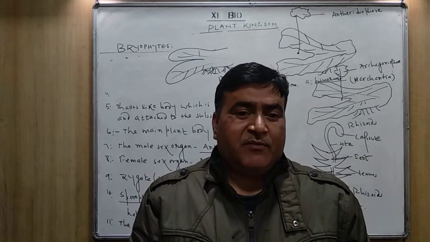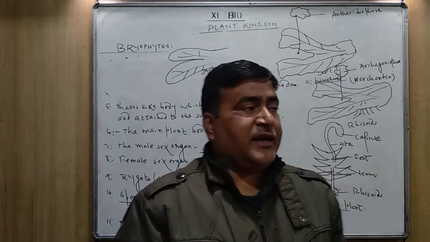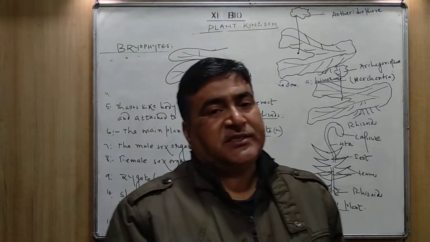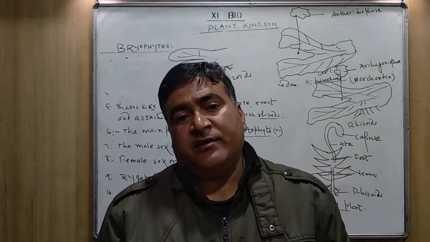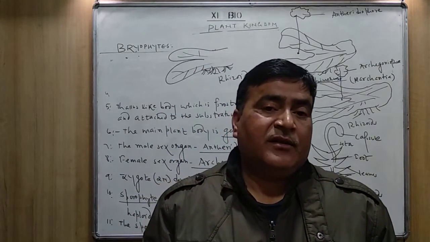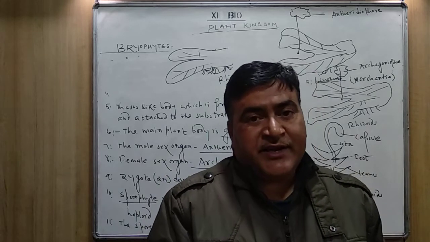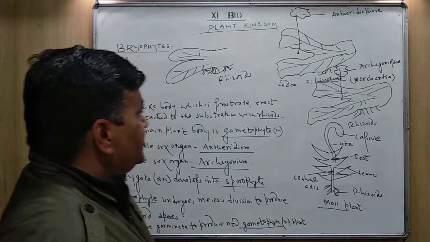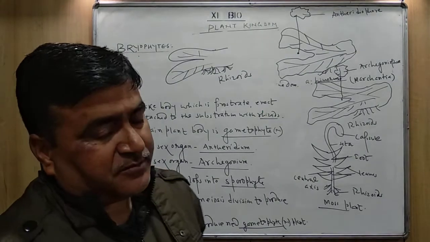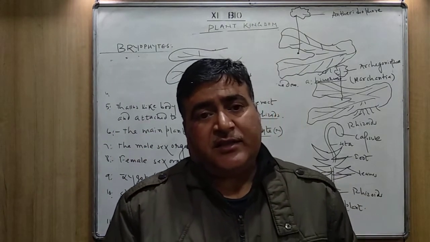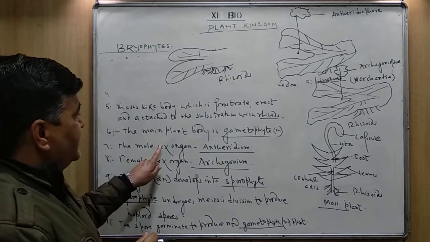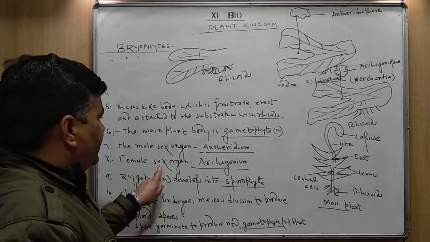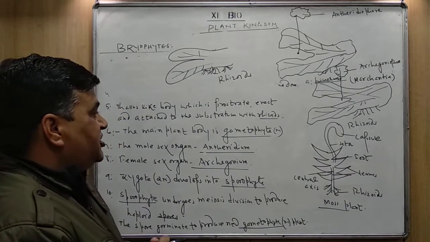Because of the haploid plant body, the whole body is said to be gametophyte. The main plant body is gametophyte, and the gametophyte body produces gametes. These gametes are male gametes and female gametes. The gametes are produced inside the sex organs. It's very, very important. The male sex organ of the bryophyte is called antheridium, and the female sex organ is called archegonium.